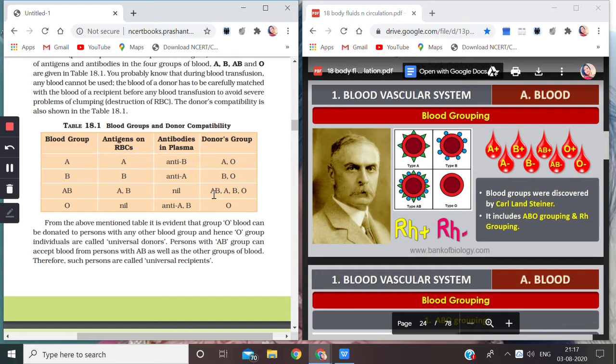Okay. So if an AB person is giving the blood, then also no issues because they do not have any antibody. There is no one here to oppose.